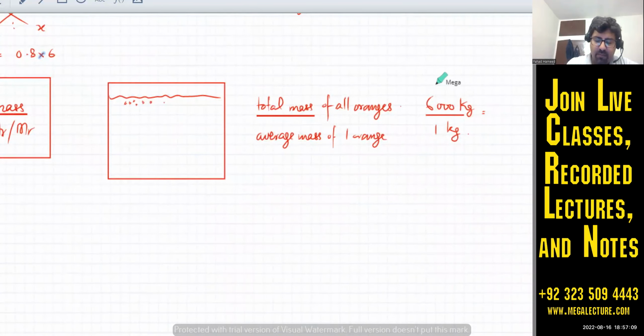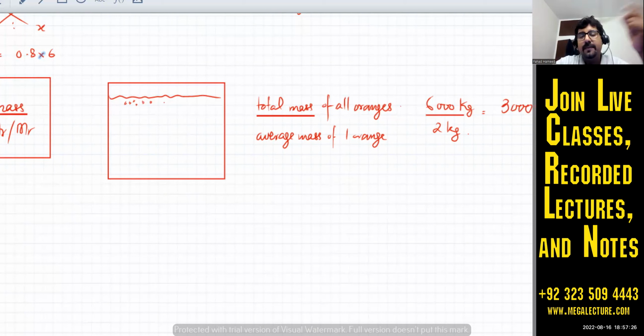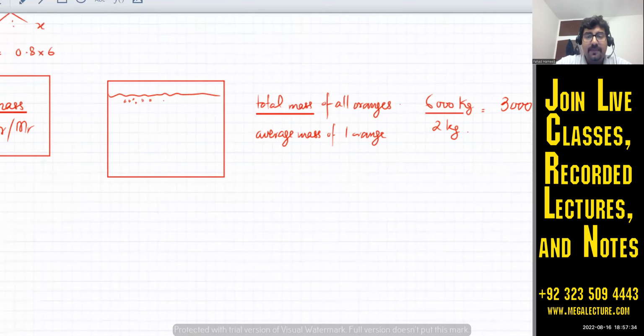If one orange had the average mass of, let's say, a very big orange, so if the average mass of one orange was 2 kgs, then how many oranges do you have? You're going to have 3,000 oranges, right? So that's how you count things which are in large quantity. You can't count them one by one, so you have to create a different method which can be helpful in counting things which are in very large quantity.